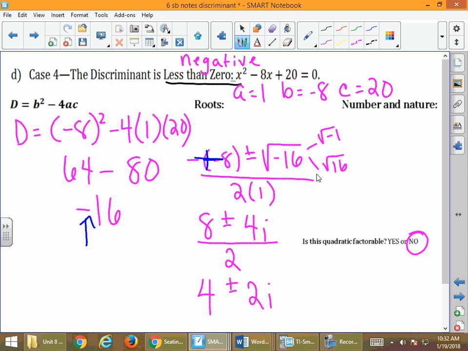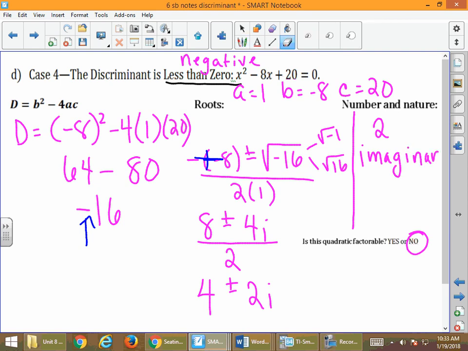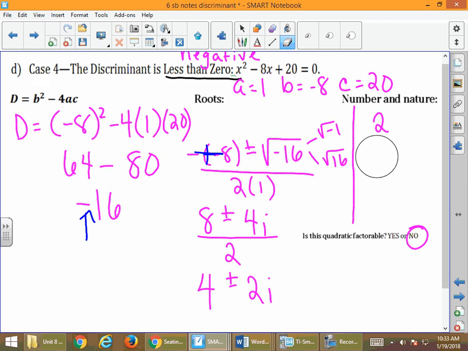How many answers did we get? We got 2. Plus and minus. There's the 2. And this time, since they are imaginary, I'm going to write that same word: I-M-A-G-I-N-A-R-Y. And I know I wrote singular when, if you want to get technical, there's two imaginary numbers. Sometimes what they say is that they're 2 unreal answers.